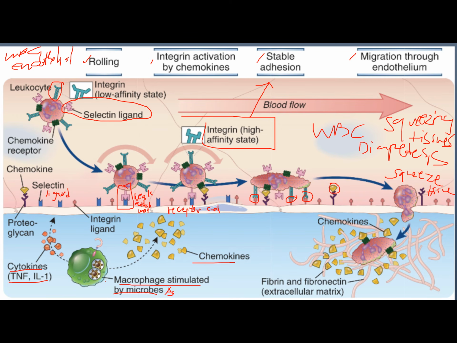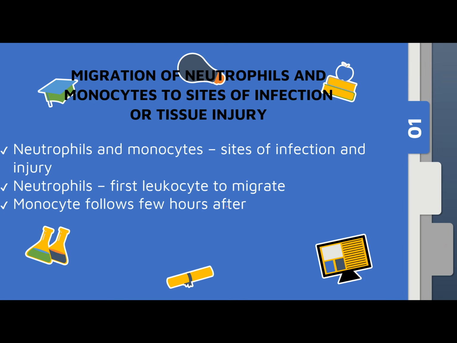I hope it was understandable how the selectin, the integrin, and the chemokines help. Chemokines, as mentioned earlier, serve as a homing signal to find where the organisms, the target antigen, are. So let's continue. Now, migration of neutrophils and monocytes to tissue sites of injury or infection. Neutrophils and monocytes are usually found at the site of infection and injury.